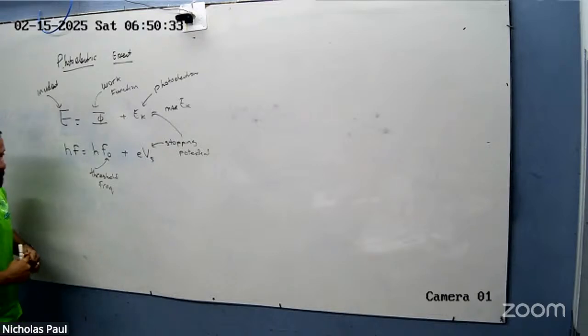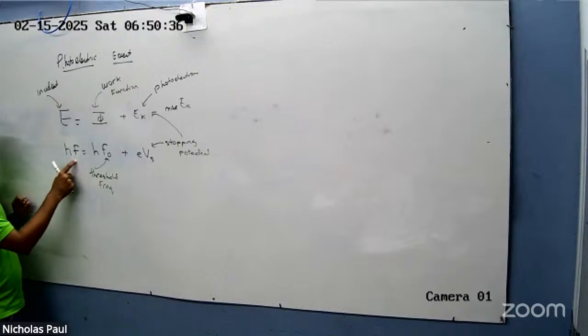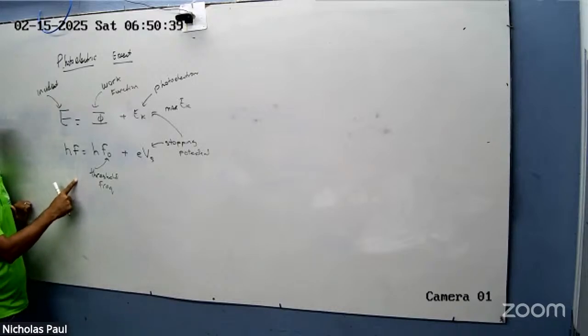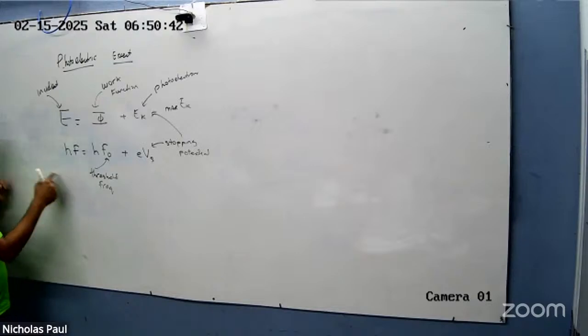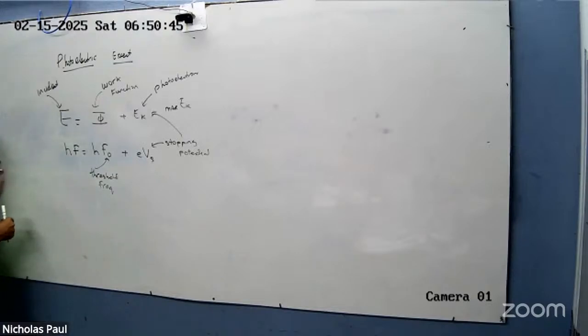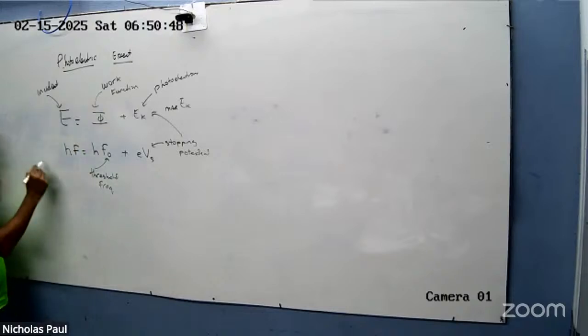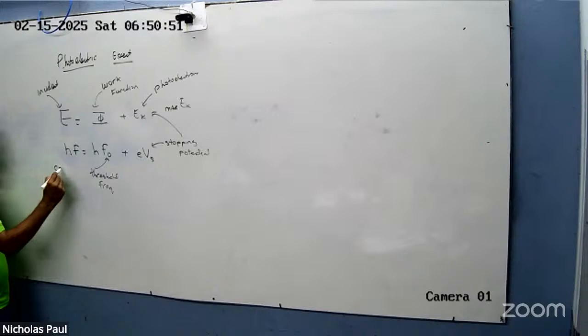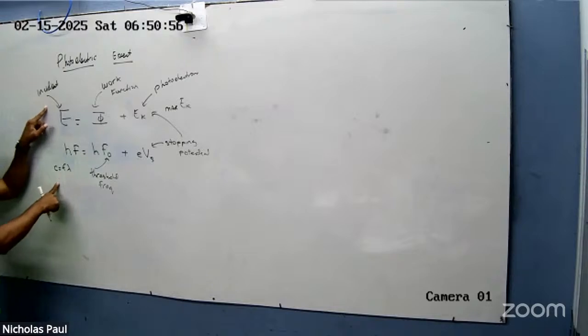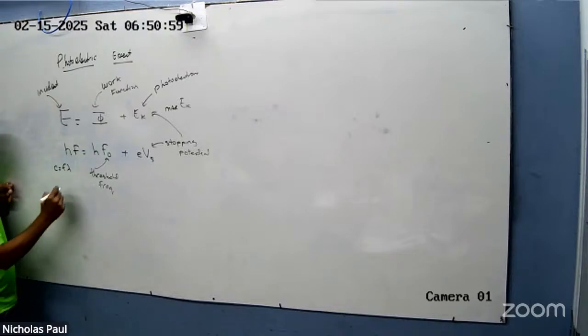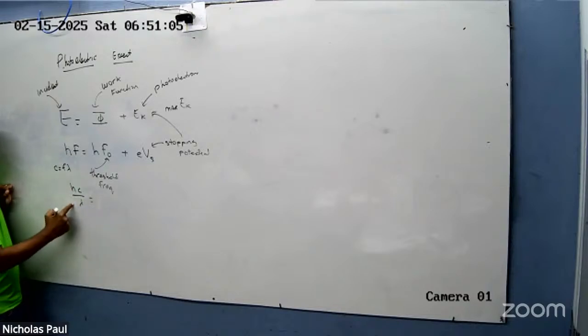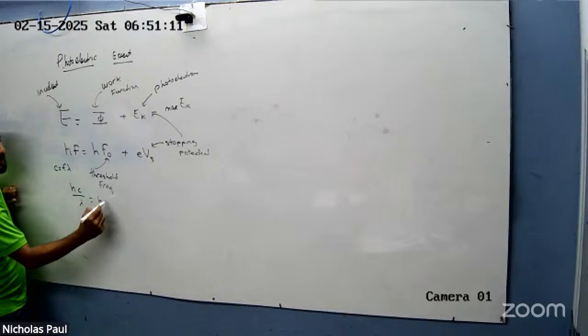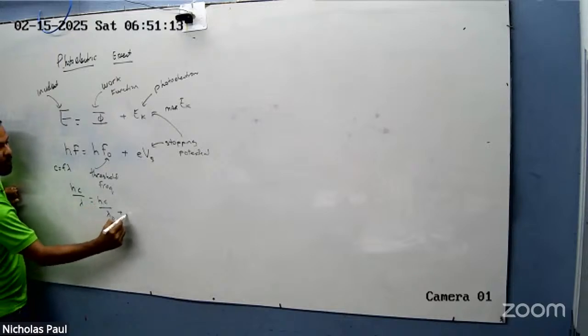But does anybody remember a formula that links frequency and wavelength? Because v is equal to f lambda. In this case, c is equal to f lambda because it's the speed of light. So it will be hc on lambda, and I could also find the energy by doing this. I will get hc on lambda naught plus eVs.